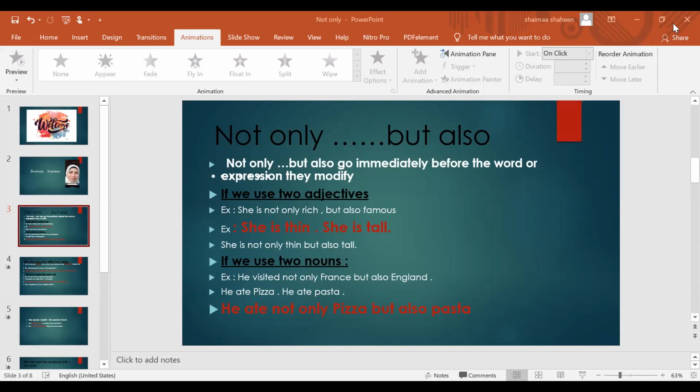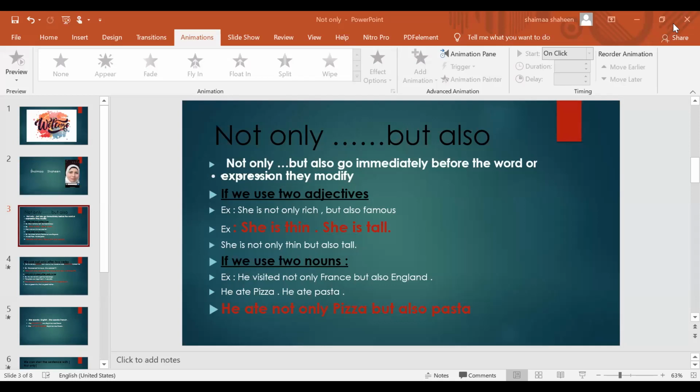Yes, thank you. So instead of repeating the subject again, instead of repeating things again, we can use not only but also. So I can use it when I want, for example, to join two adjectives, two nouns, or two verbs. If the person who does the two actions is one person, why do I have to repeat it and make it two sentences? I can join them into one. So have a look here. She's not only rich, but also famous.